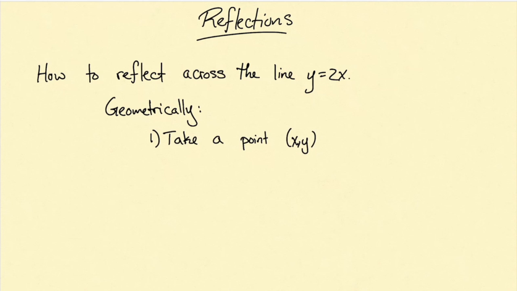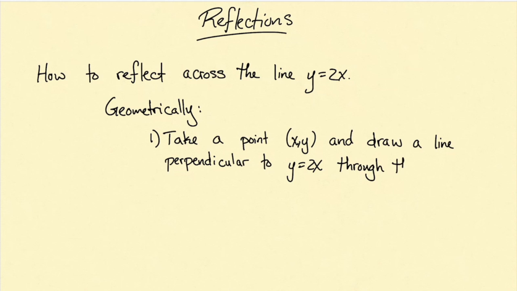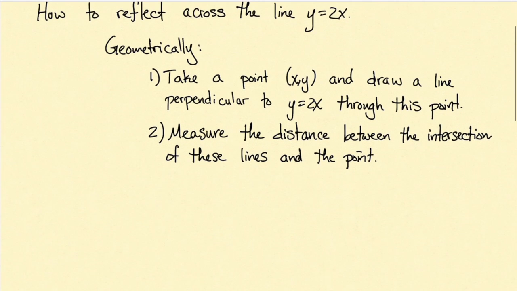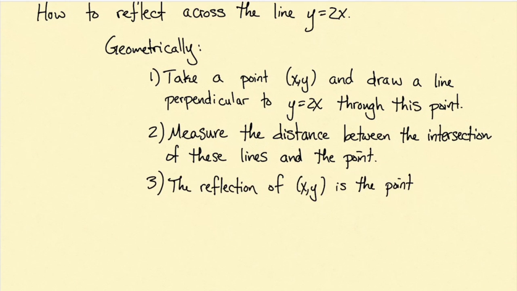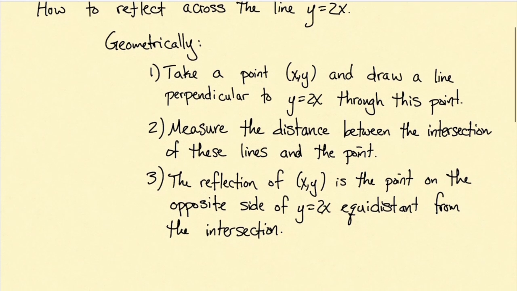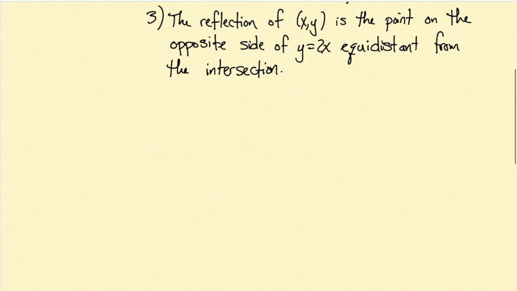First, take a point, (x, y), and draw a line through this point perpendicular to the line y equals 2x. Second, measure the distance from the intersection of these two lines to the point. And third, to find the reflection, you simply choose the point on the opposite side of the line y equals 2x, equidistant from the intersection. Graphically, this is very intuitive.